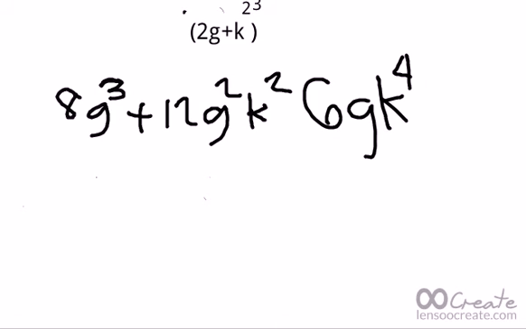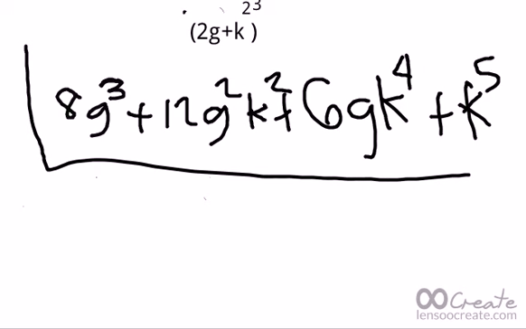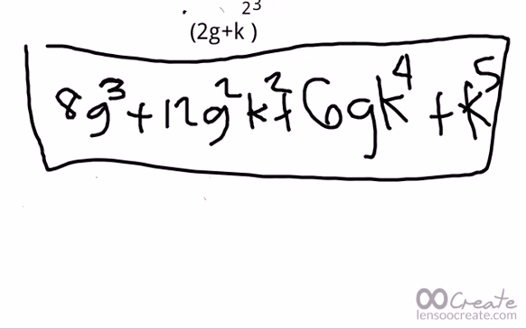And then for the last step, just cube the second term. So the second term is k squared, so k squared cubed will give you k^6, so plus k^6. So this is your final answer in cubing a binomial.